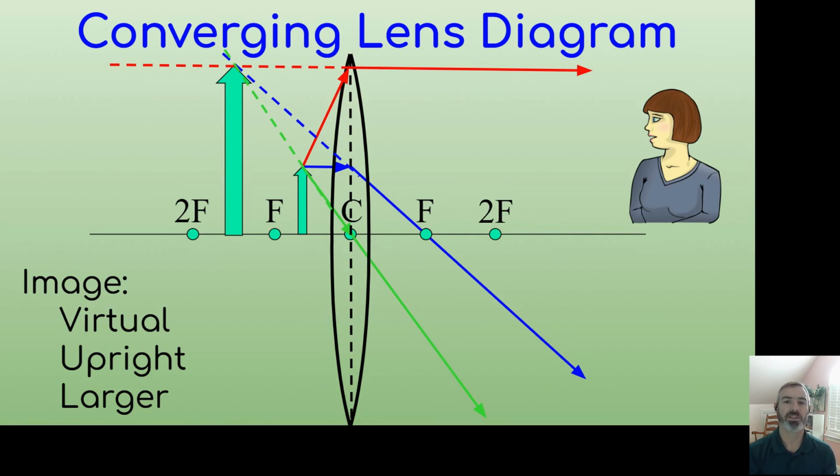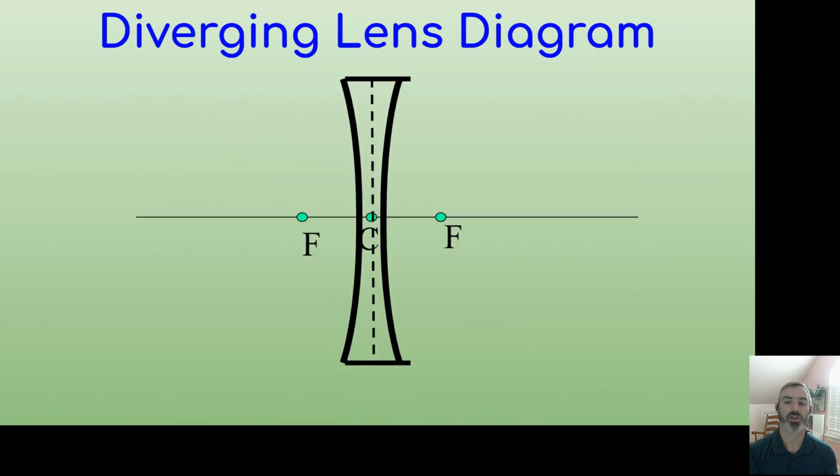So let's look at a ray diagram for a diverging lens. We place an object in front of a double concave lens, and again, we're going to draw our ray of light that goes straight through the center. That's always going to be the case. The question is, when we draw that ray of light that goes parallel to the principal axis, which focal length do we refract that ray of light through?